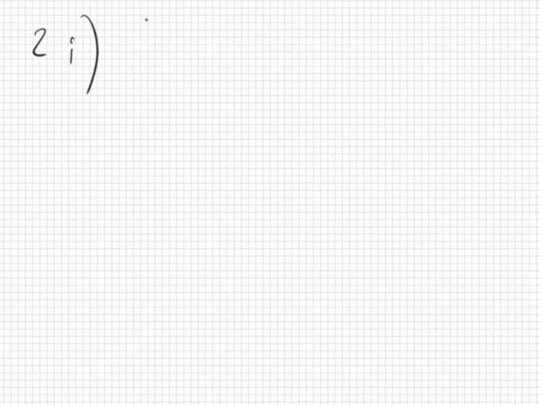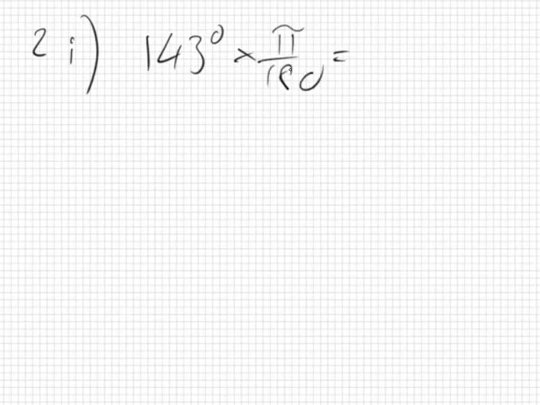143 degrees into radians. So to convert from degrees into radians, you multiply by pi over 180. So let's see what we get here. 143 over 180. So I got, as a decimal, 2.5 when you round it off, radians.